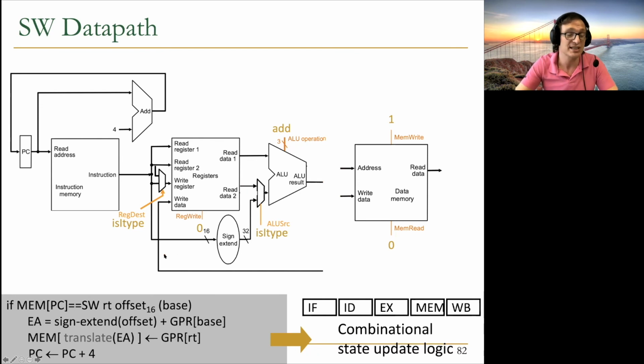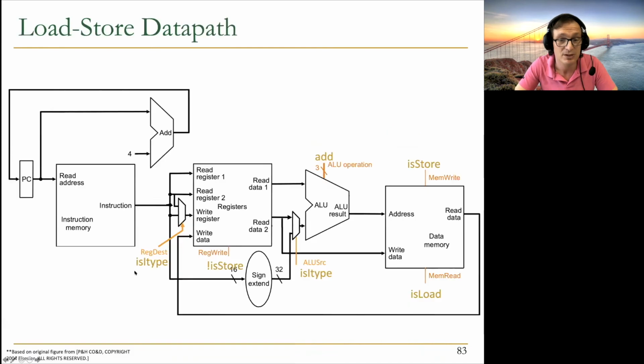Now let me finish the store and load data path together, and then we're going to stop. So basically, if you want to do store and load together, you combine the data paths. But you need to be very careful in terms of how you set the control signals as well. But this is our load store data path together. So you can see that if an instruction is a store, you enable the mem-write signal. If an instruction is a load, you enable the mem-read signal.